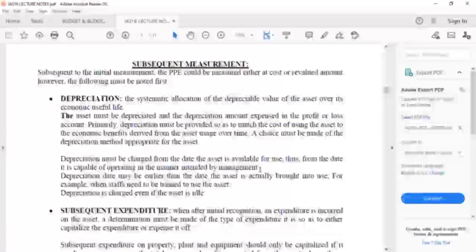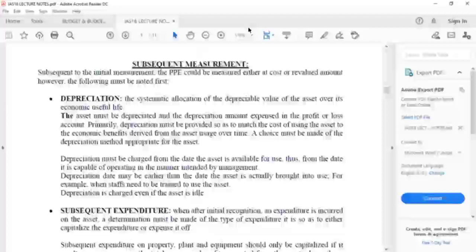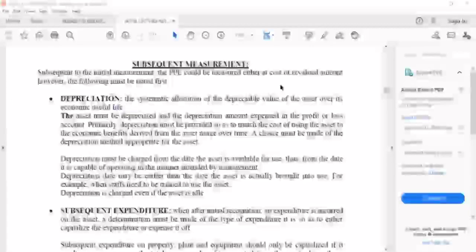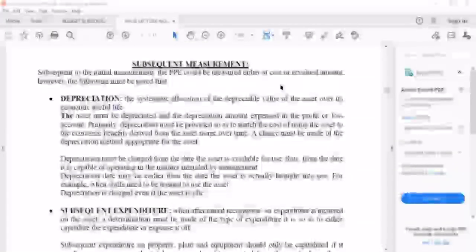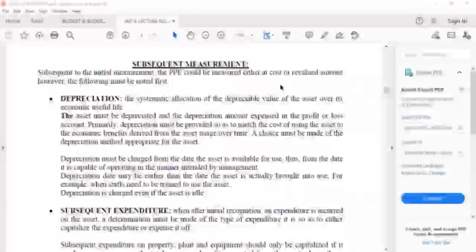Let's look at what we call subsequent expenditure. One example can be maintenance costs, repairs and maintenance, isn't it? So you are using the asset, you now incur repairs and maintenance costs of 100,000. Would this cost be added to the value of the assets? No. Okay. It will not be added.